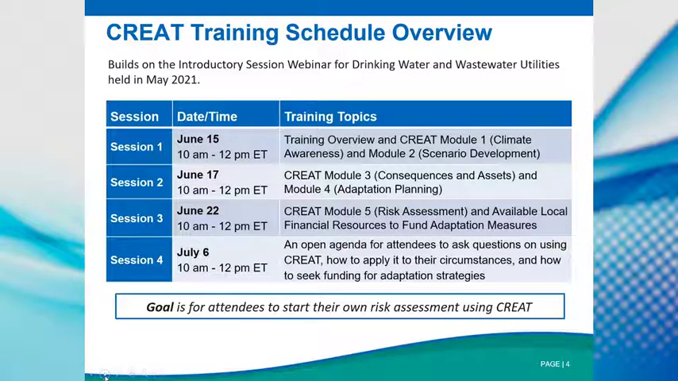Well, as you can see on the screen, there's a table in the middle with 3 columns. On the left is the session. In the middle is date and time. On the right is the training topics. We are in session 1.